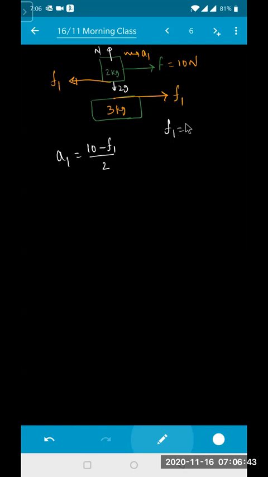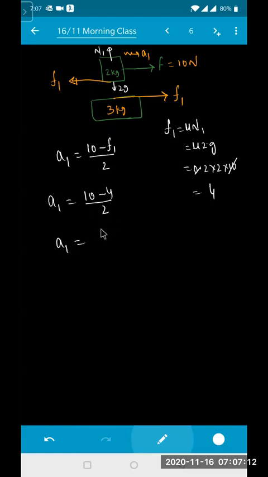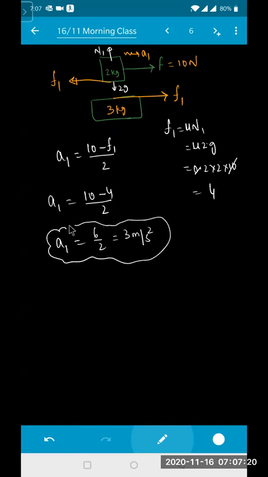So F1 is equal to mu into N1. That is equal to mu of this N1. N1 is how much? 2 into g. What mu value is given between 2 kg and 3 kg? The mu value is given as 0.2. So mu value is 0.2 into 2, and the g value is 10. This 10 cancels out. 2 into 2, that is nothing but 4. So acceleration a1 is equal to 10 minus 4 divided by 2. That means a1 is how much? 10 minus 4 is 6, divided by 2, that will be equal to 3 meter per second squared. That is the acceleration a1.